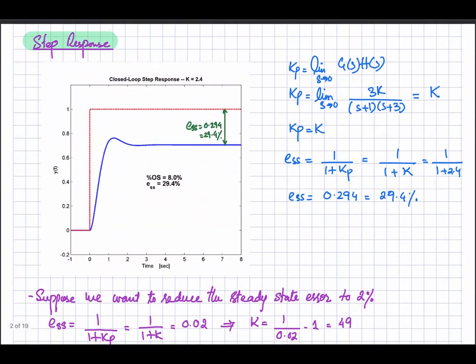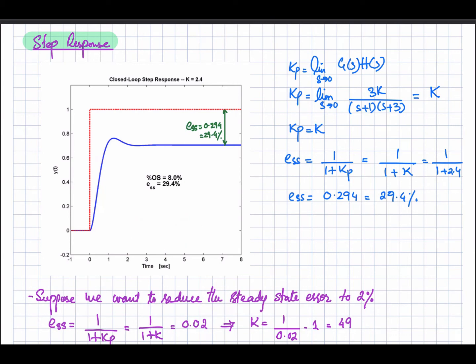Now let's look at the step response of this system. The step input that is applied, that is this one. So the obtained step response is this one. You can get it using the step command in MATLAB. The step command is applied over the transfer function, so you can get the step response.